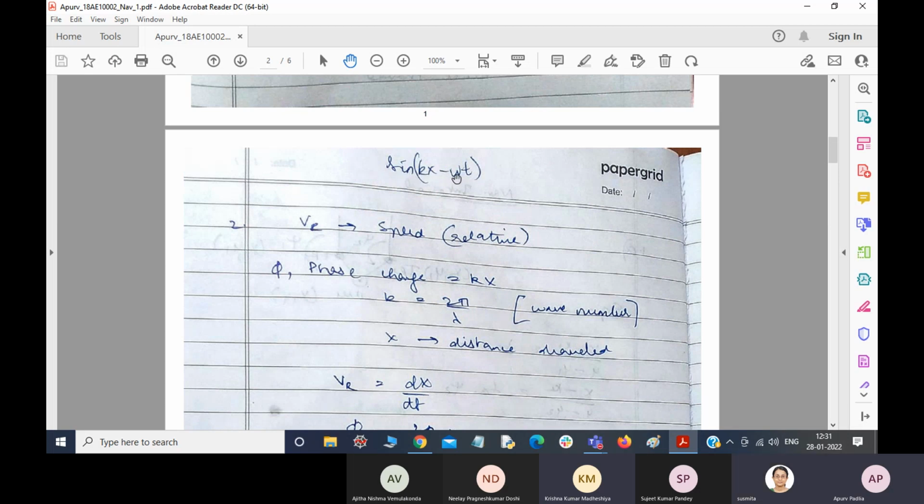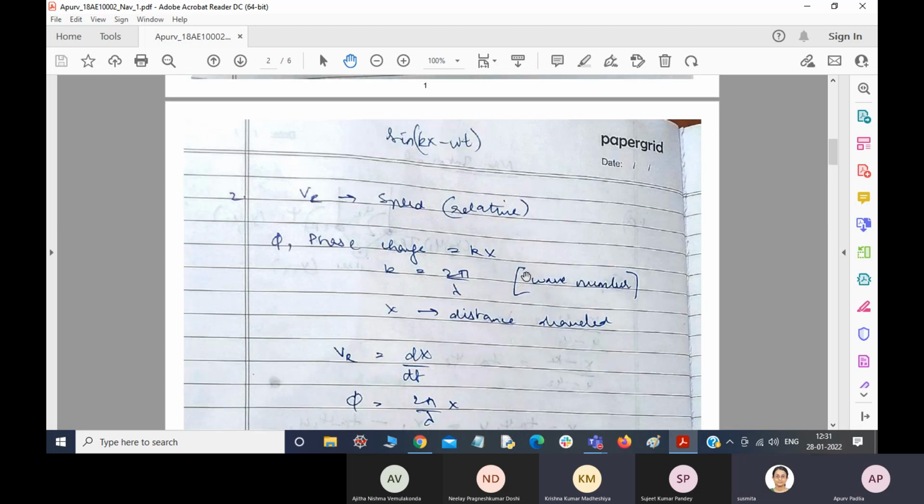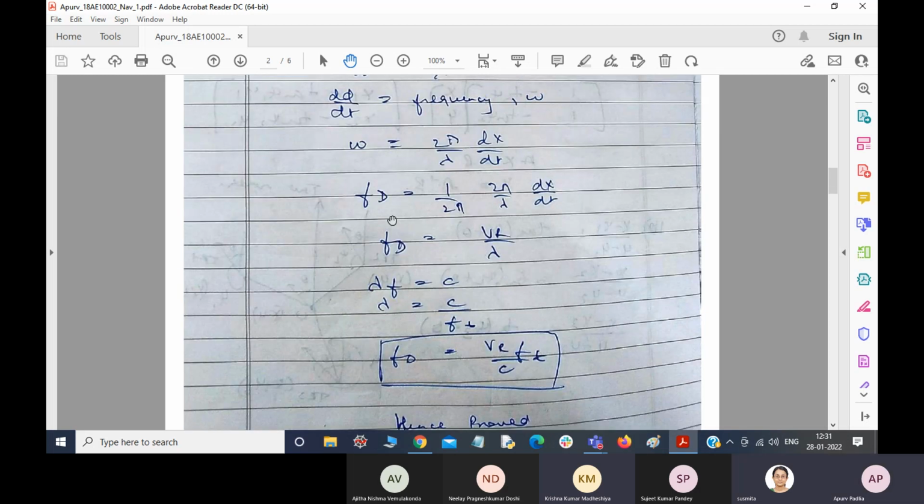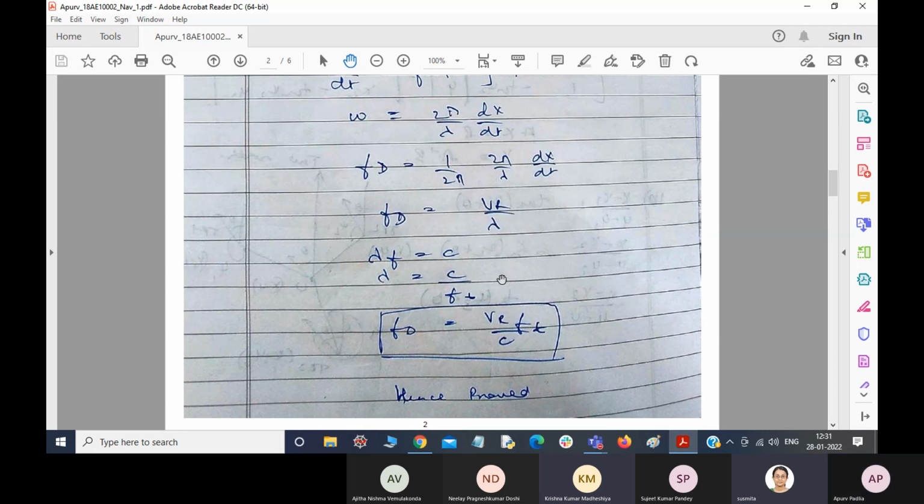Because when we differentiate, this t comes out. And from here, frequency is 1 by 2 pi times this angular frequency. So from there we get frequency is Vr by lambda, and that is the Doppler frequency? But how can you say that?